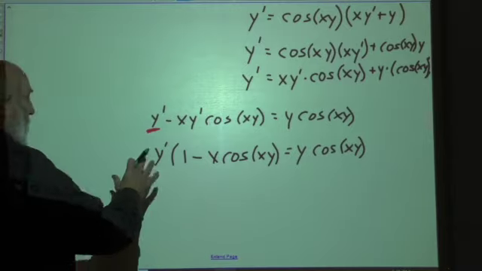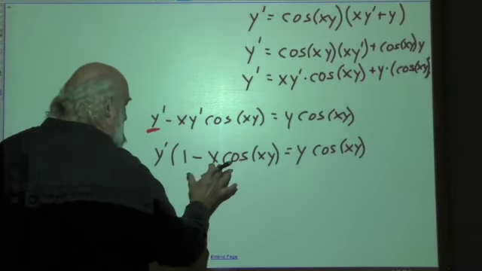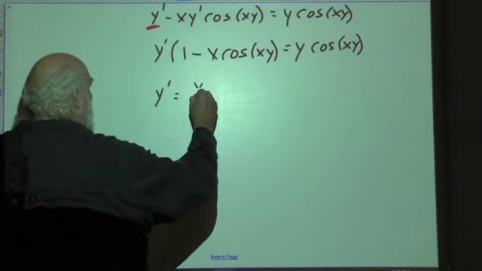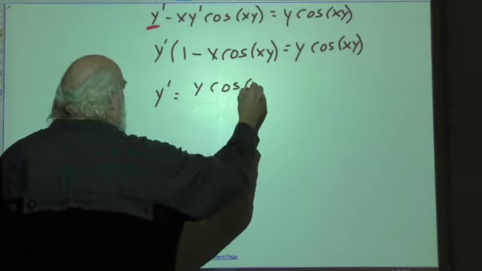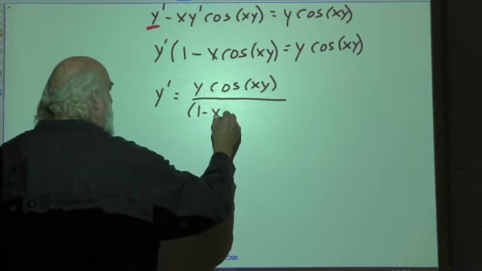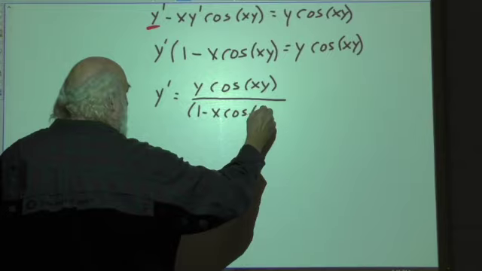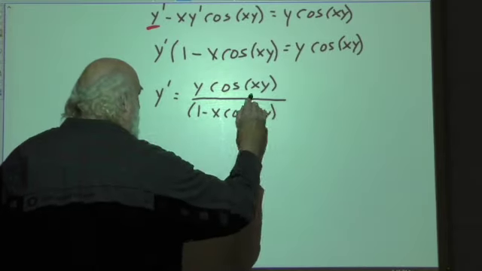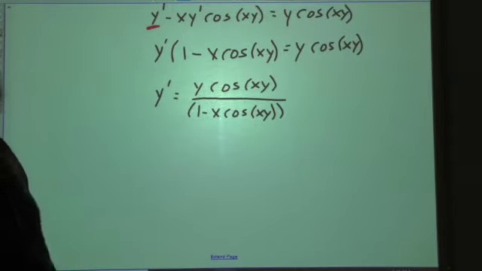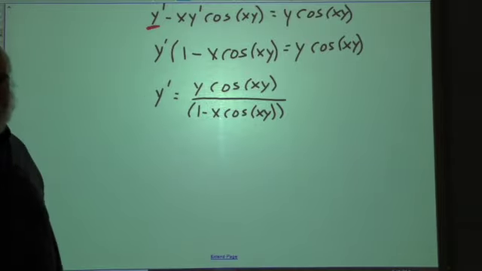And now, to get y prime by itself, I'm going to divide by this thing right here. So I get y prime equals y cosine xy over 1 minus x cosine xy. And that, ladies and gentlemen, is the derivative that we were trying to get implicitly.